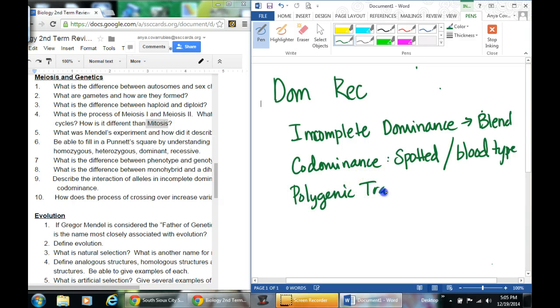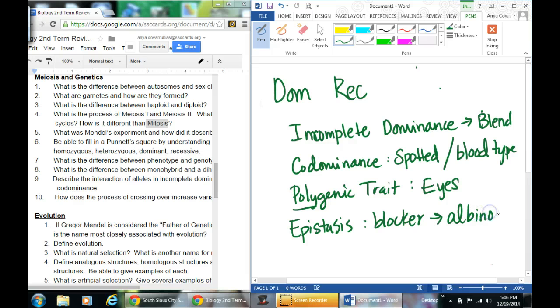polygenic traits, and this is like your eyes. Your eyes can have multiple dominant and multiple recessive genes. That's why poly, multiple. And they can actually all be expressed, and so that's why eye colors vary so much. And then our last exception is epistasis, and this is the blocker gene that blocks all other genes, recessive or dominant, and this is the reason that we have albino traits. Okay.